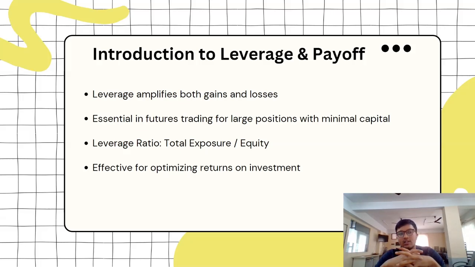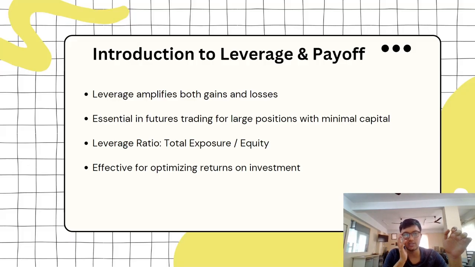So what is leverage? Leverage amplifies both gains and losses. It is actually a double-edged sword. Either it can make you super rich, or it can make you very poor. Why am I saying this? Because leverage gives you an opportunity to trade in larger quantities. In case of Tata Steel, let's say I had 500 rupees. I would have bought one share, but now on an intraday basis, I can buy five shares.